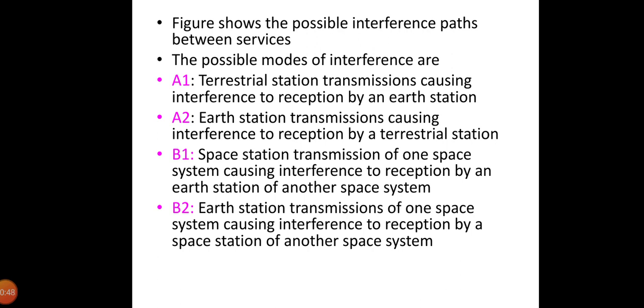And B1 is the space station transmission of one space system causing interference to reception by an earth station of another space system. And B2 is the earth station transmission of one space system causing interference to reception by a space station of another space system.